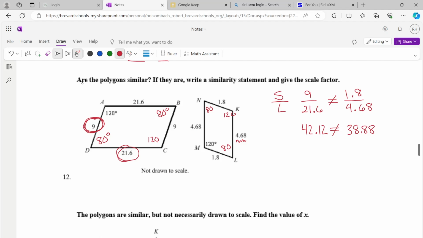All right, so are the polygons similar? That's just a no. If you had to explain it, you could say no. Corresponding sides are not proportional.